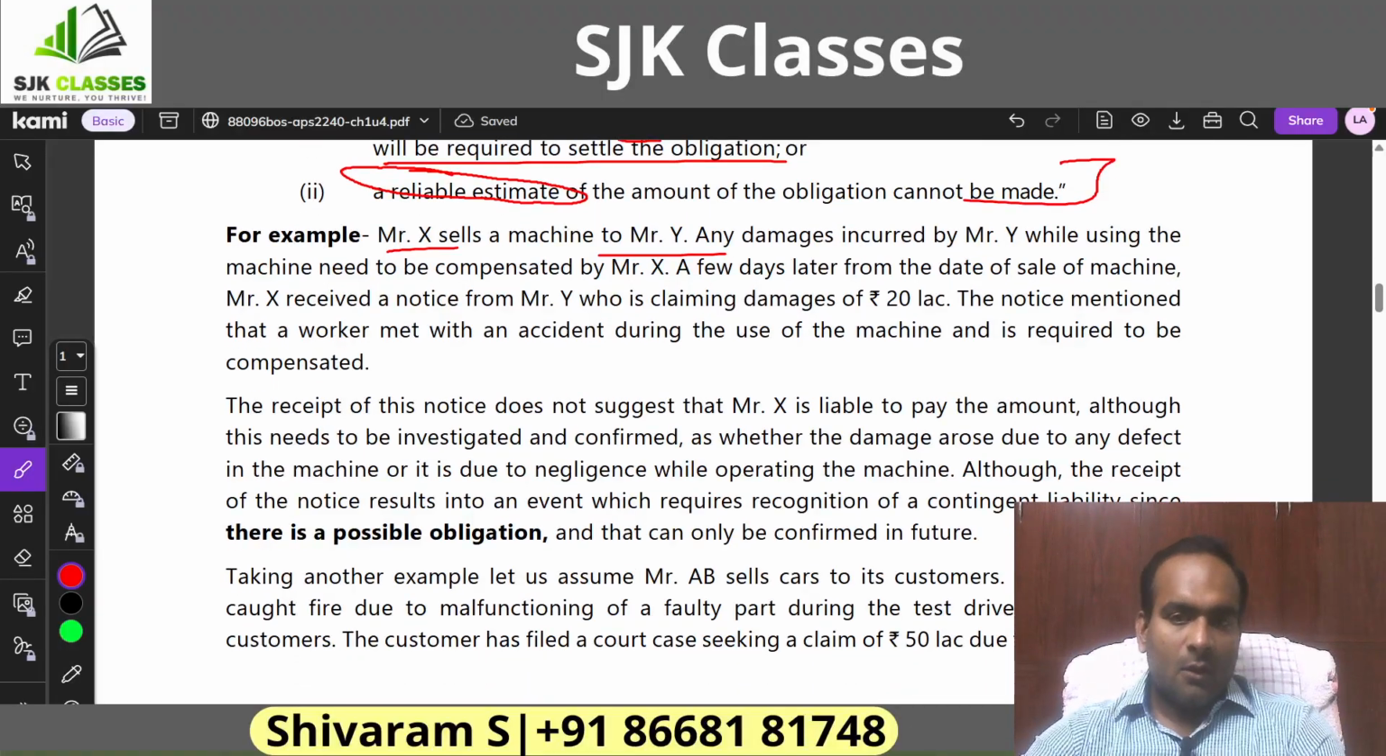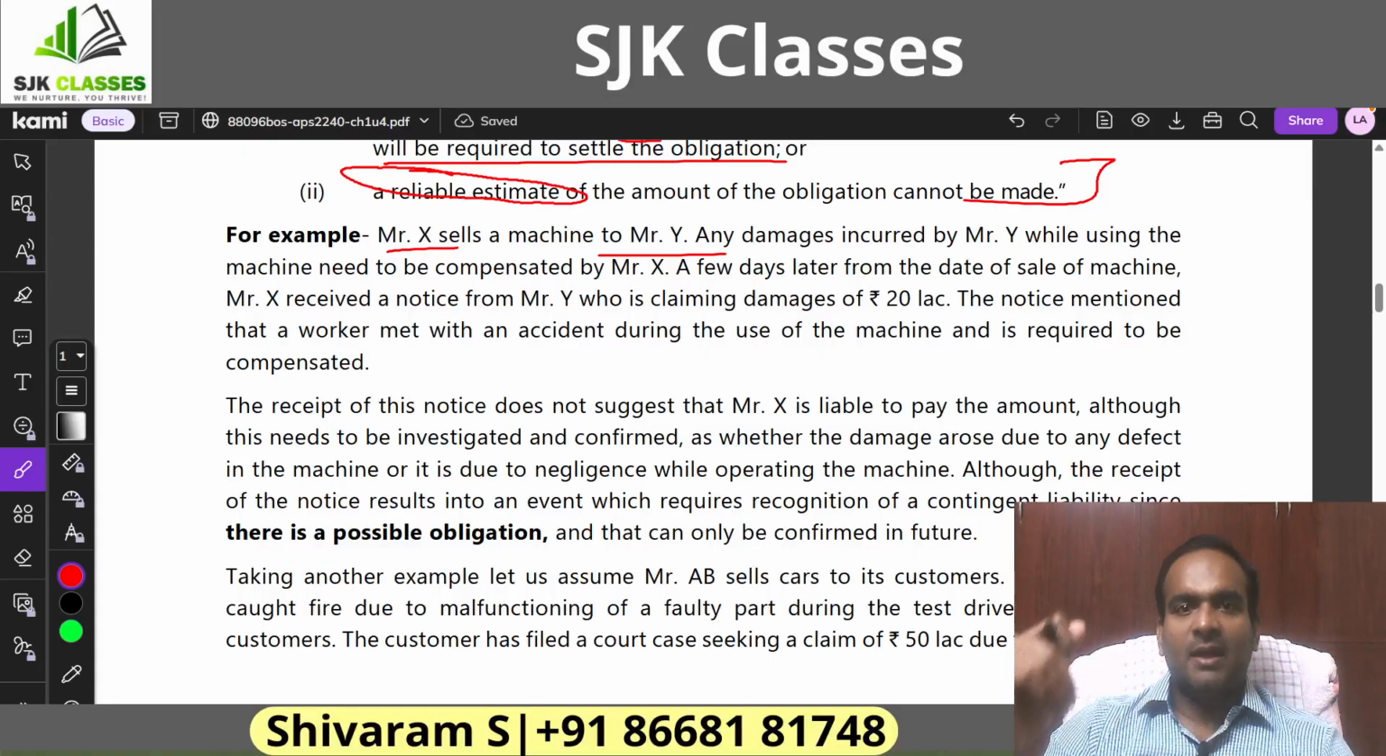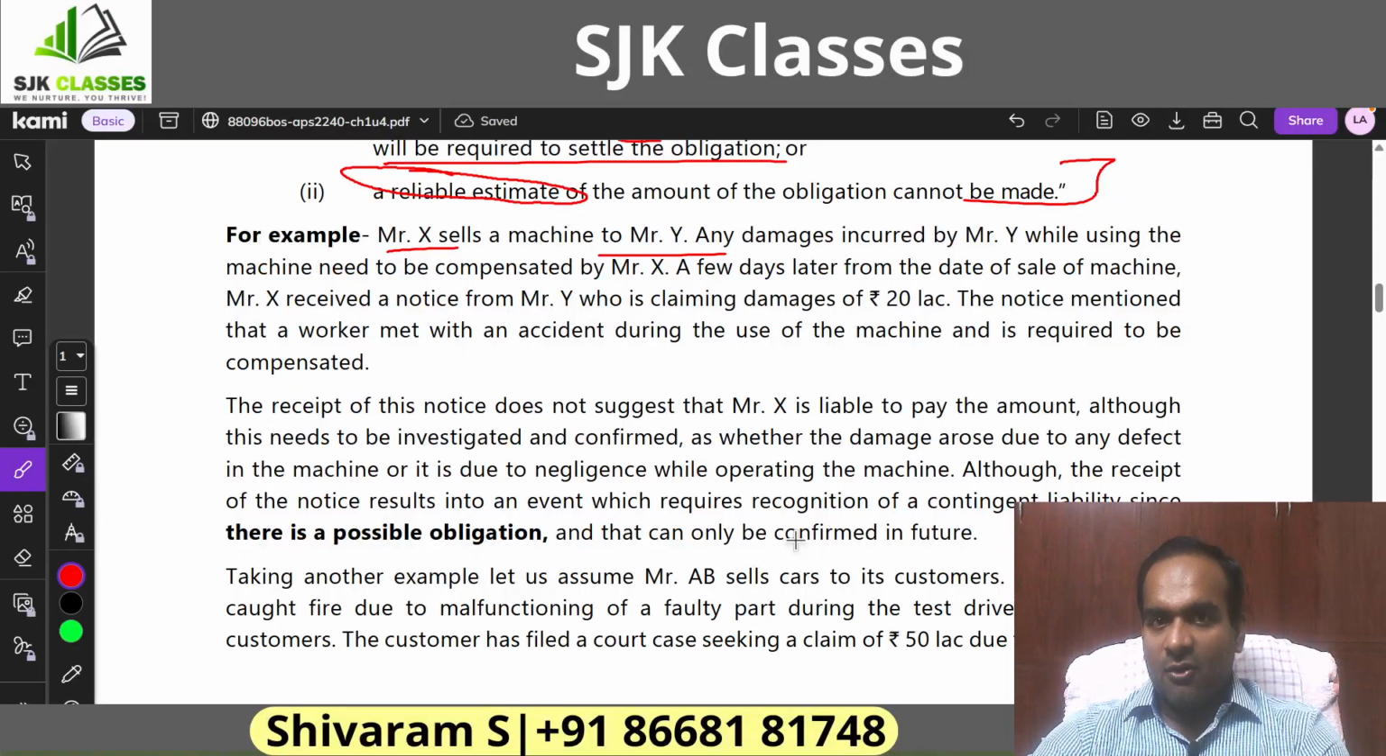Now, in this case, whether I have to pay this 20 lakhs or not has to be investigated, right? Just because he is asking for 20 lakhs, I cannot pay it out immediately. So the investigation has to go on. Only when there is a defect from our side, only then will we have an obligation. So till now, nothing has been confirmed whether the defect is from our side or whether the worker met with an accident because of his own mistake. It's not clear right now. So in this case, the 20 lakhs damages he's asking for is going to be a possible obligation. There is no present obligation till now. It's only a possible obligation here.